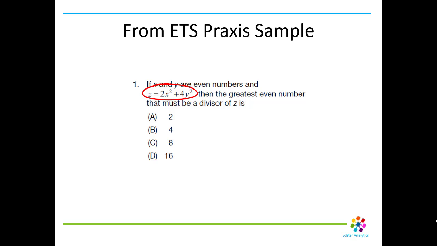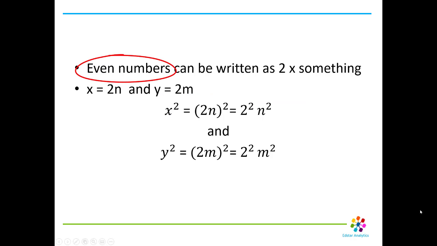So remember, this is the problem. We're looking for the largest even number that's a divisor of z. Whenever you're told that a number is even, that means you can write it as 2 times something, and it usually means that you need to write it as 2 times something in order to solve the problem. That's why they told us these numbers are even. So we can rewrite x as 2n, where n is just some number. But x is even, so we know it's 2 times something. And y is also even, so we know it's 2 times something. Something else, probably, so we use m for it.